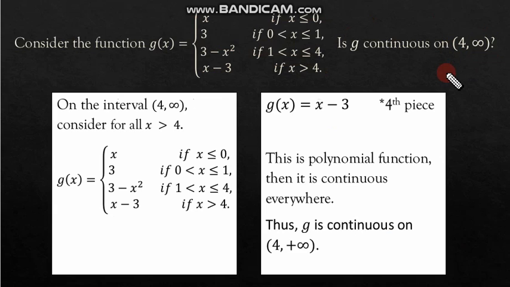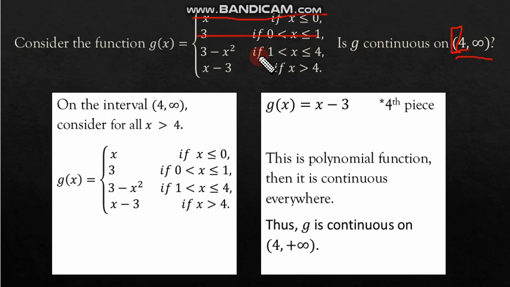Okay, another example. The same function, different interval. We will evaluate on the interval from 4 to infinity. Of course, we will rule out the first piece. It's not included. And we start at 4, so the second piece is not included as well. Now, we can see that we start at x greater than 4, since it is a parenthesis here.